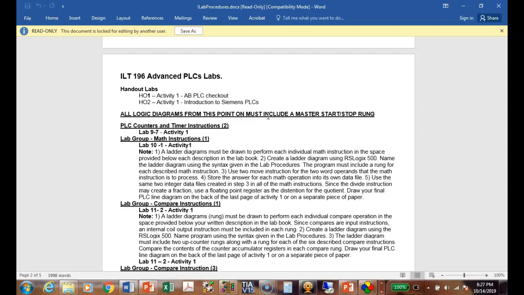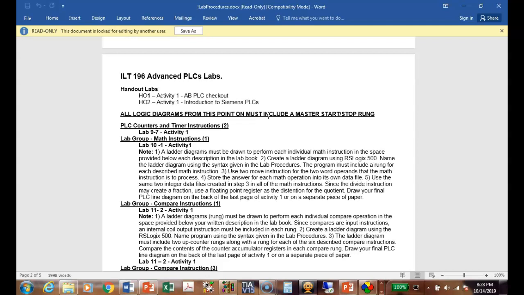A ladder diagram must be drawn to perform each individual math instruction in the space provided below each description in the lab book. Create a ladder diagram using RSLogix 500. Name the ladder diagram using the syntax on another page. The program must include a rung for each math instruction. Use 2 move instructions for 2 word operands. So what we're going to do for math is take the same 2 operands and add them, subtract them, multiply them, and divide them.